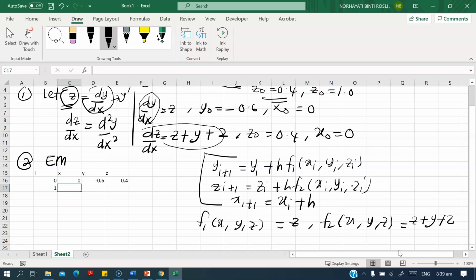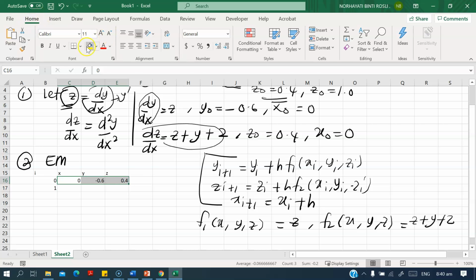So class, for this one, when we want to use Excel to solve this Euler method, you need to input this formula. There is this formula you want to compute for y1. y1 equal to y0. So y0 is given by, okay, first we go to this x. x1 equal to x0 plus h, means that x0 is given by this one, right? Okay, I color this cell.